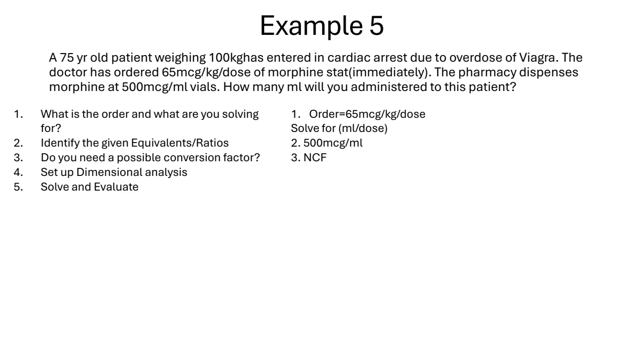Okay. So let's go again. What is the order and what are we solving for? The order indicates that's going to be 65 micrograms per kilo per dose. Okay. And we're going to find out how many mLs he needs per dose. Now on the second one, we have to identify the given equivalents. In this case, the equivalent will be the 500 micrograms per ml vials.